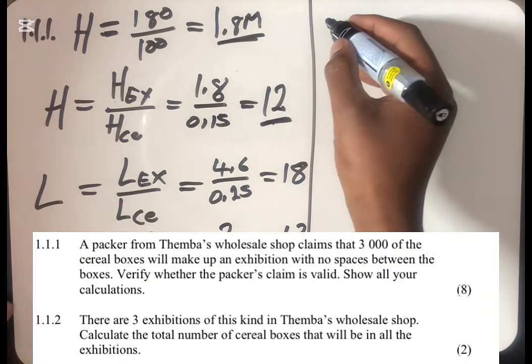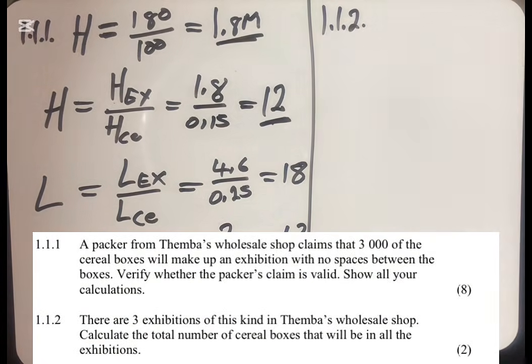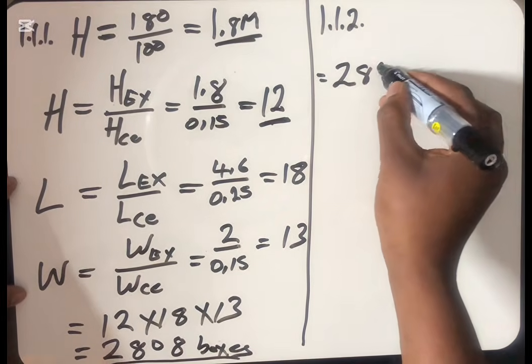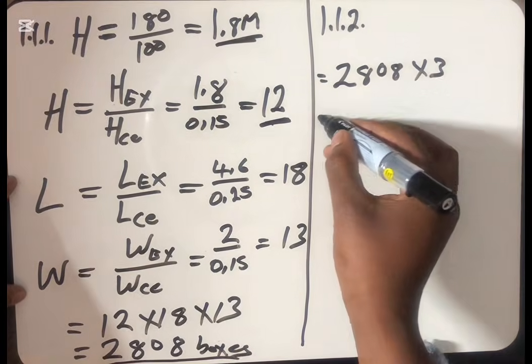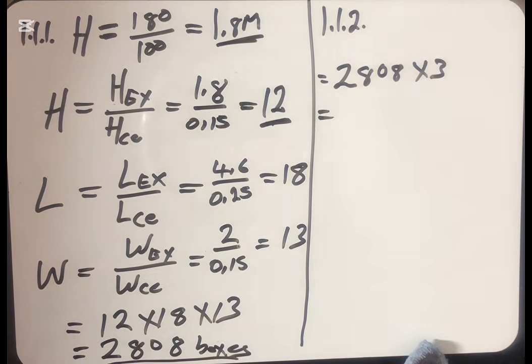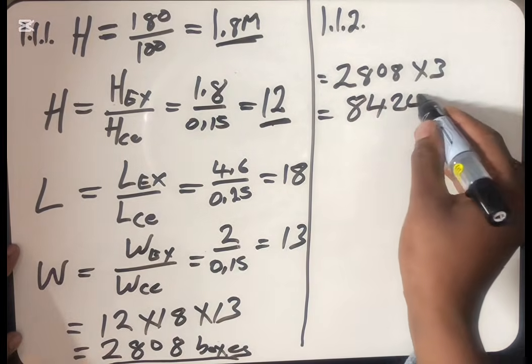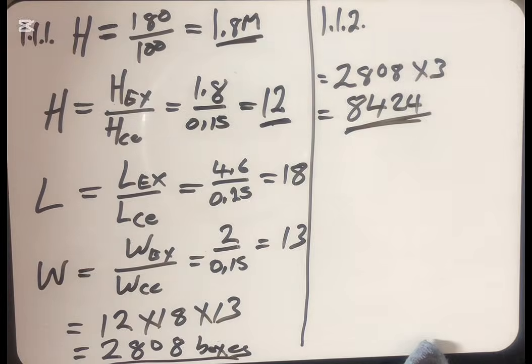Next question, 1.1.2. It says that there are 3 exhibitions of this kind in Timbers Wholesale Shop. Calculate the total number of cereal boxes that will be in all the exhibitions. So it's very simple because we know that one exhibition contains 2,808. We just multiply it by 3 to find out how many cereal boxes are going to be displayed. So we found that it's 8,424. Simple as that, it is 2 marks.